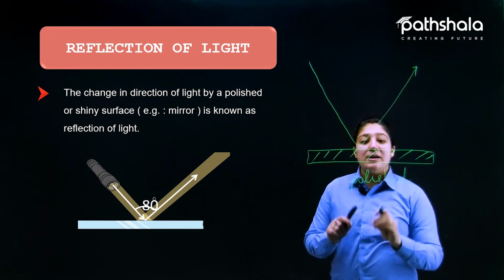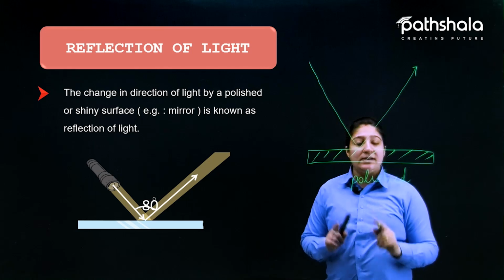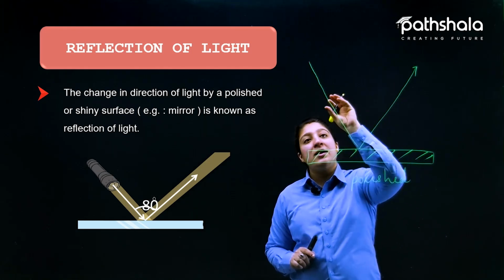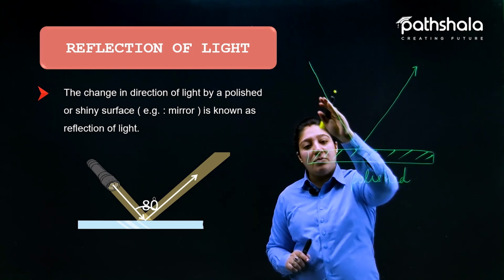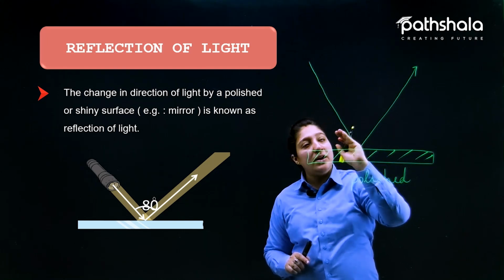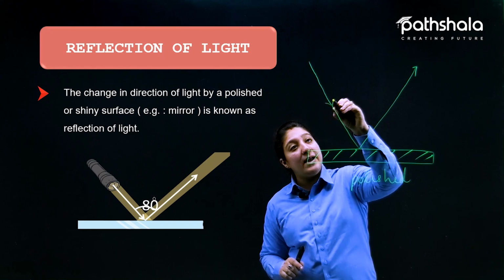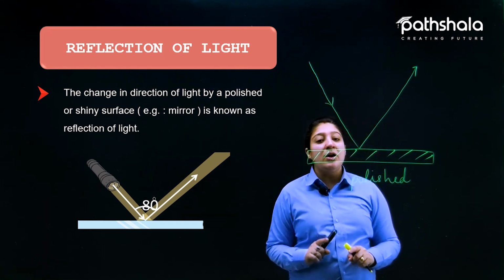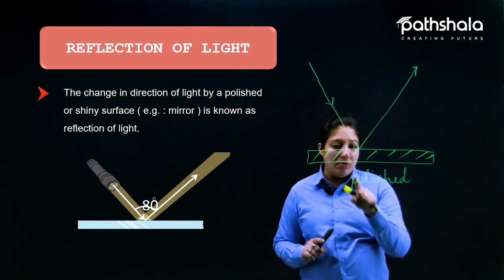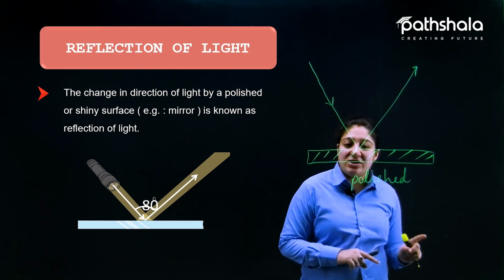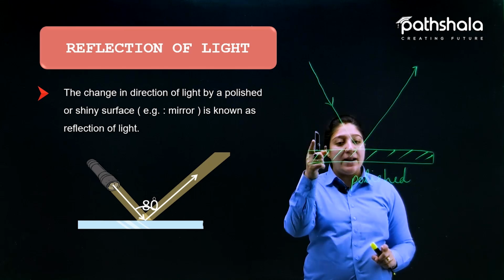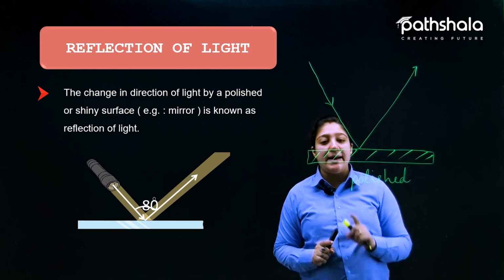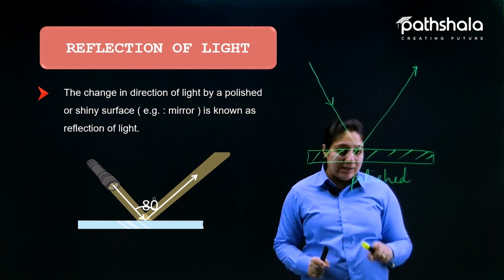Now the main terms you need to understand here: the light, as you already know, we represent in the form of a ray. And you have to show the direction also, which is a very important thing. Whenever you are drawing the light in the form of a ray or drawing some images, always put an arrow, because it shows the direction in which the light is coming.